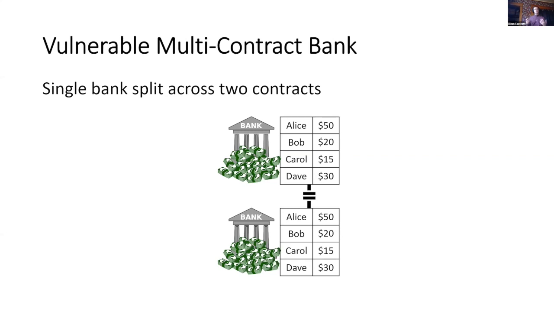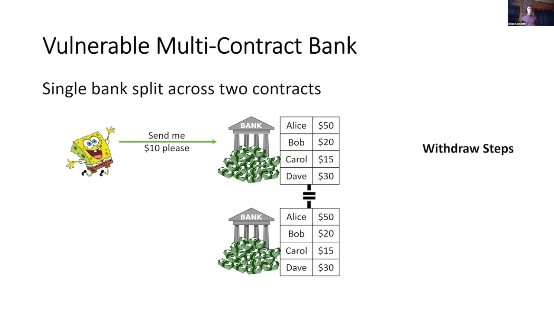So to see how this works, let's say that Bob comes in and he would like to withdraw some money from his account. So he asks the first contract, please send me $10. I'd like to withdraw $10. So hypothetically, let's see how the withdraw operation on this bank contract might work.